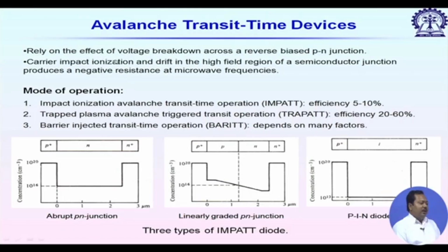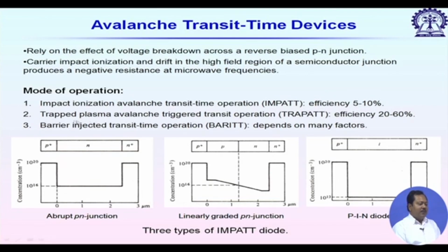Some basic properties rely on the effect of voltage breakdown across a reverse biased PN junction, and then carrier impact ionization and drift in the high field region of a semiconductor junction produces a negative resistance at microwave or even at millimeter wave frequencies. Now, depending on the mode of operation, we have three different types of popular diodes. The first one is called impact ionization avalanche transit time operation, or simply IMPATT diode, but the efficiency is very poor, typically 5 to 10%.